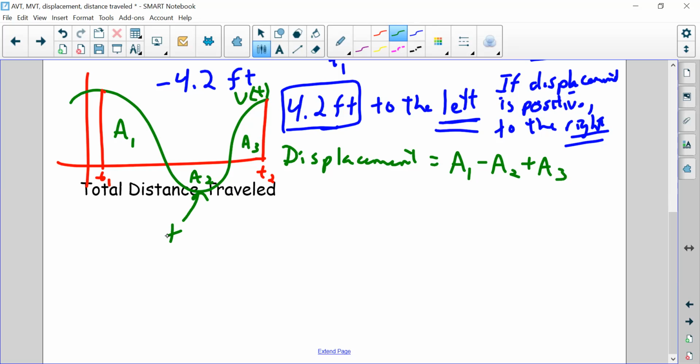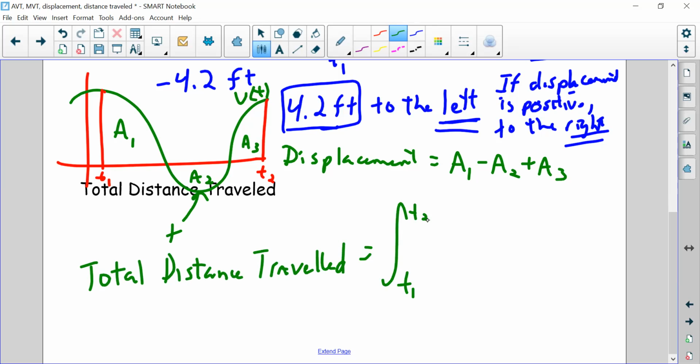Absolutely, absolute value. So the formula for total distance or distance traveled is still the integral from time 1 to time 2, but this time instead of the velocity, I need to look at the absolute value. So I need to take the integral of the absolute value of the velocity function, dt. In graphical terms, that's going to end up being area 1 plus area 2 plus area 3. So it's going to make everything positive. You should always get a positive result.